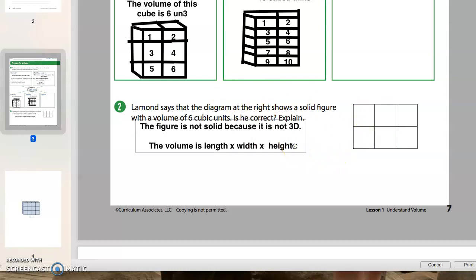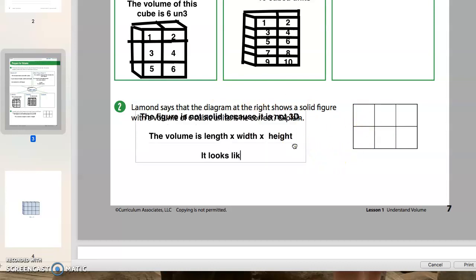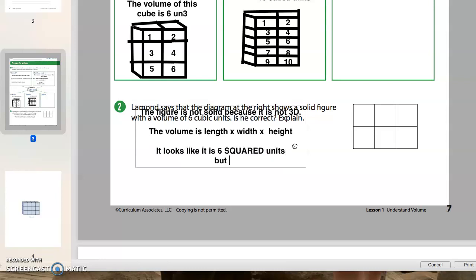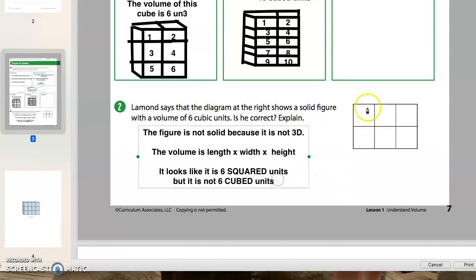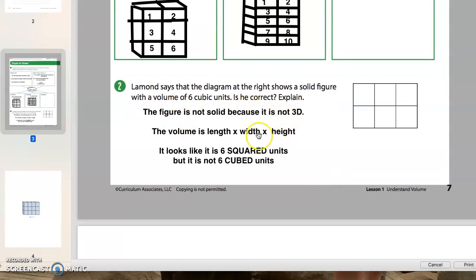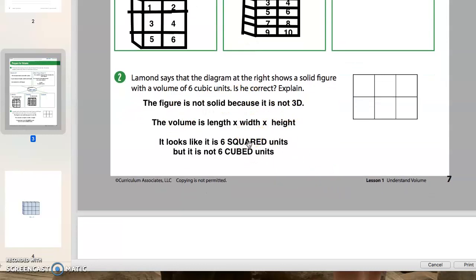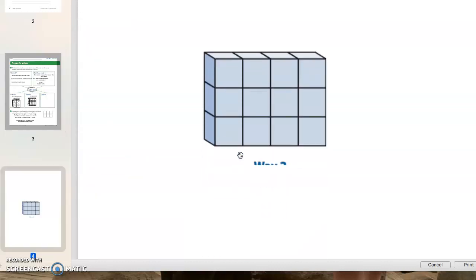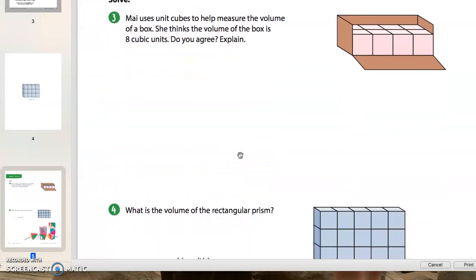So it looks like it is 6 squared units, but it is not 6 cubed units. And that's very important because with 2D you were all figuring out what the square units were, and then this one you're doing 3D. So as long as you say it's not solid because it's not 3D, and then you explain how you find volume, you can say that it's 6 squared units and not 6 cubed units. Okay. So now we've got to solve.